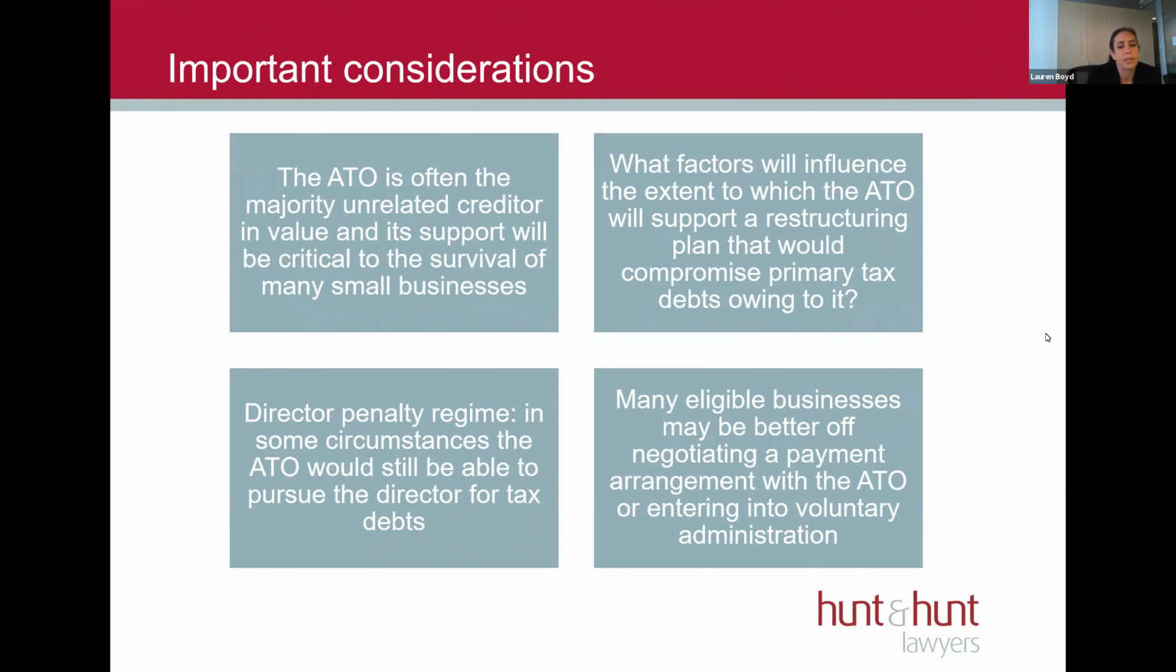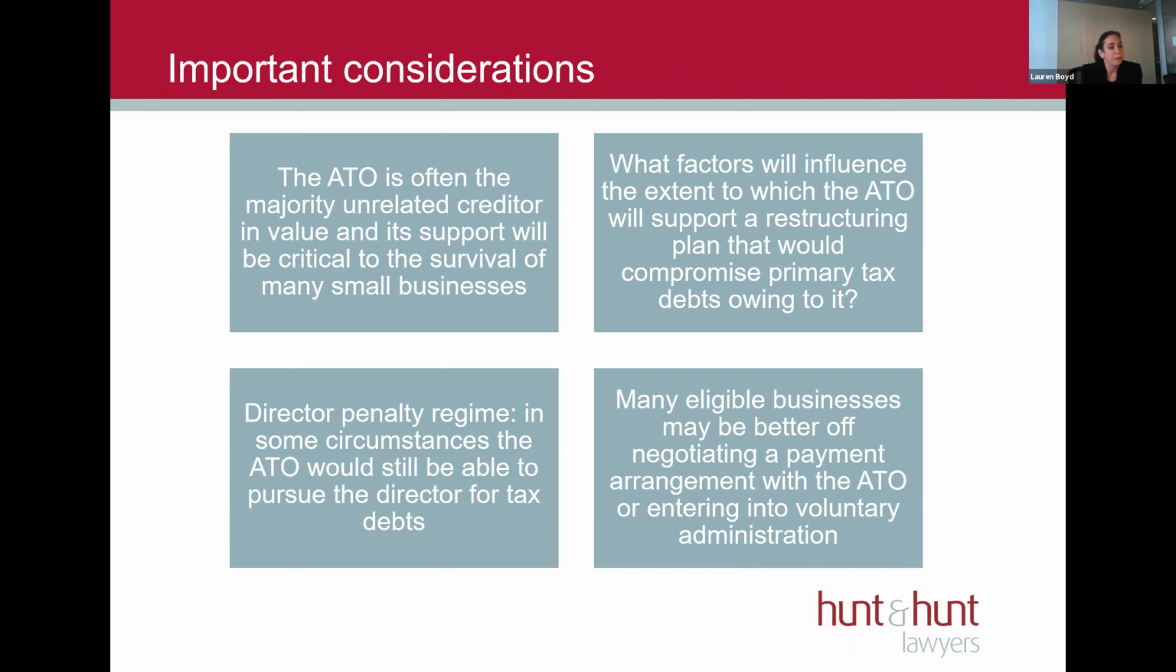It's important to note that for many small businesses, the ATO is often by far and away the majority unrelated creditor, and in many cases would be the sole decider of whether or not a proposal is accepted on behalf of all creditors under restructuring. As this legislation hasn't passed, the ATO haven't published a practice statement or any guidelines as to what approach they will take, and whether they'll be seeking advice from their lawyers in review and dispute resolution, or from panel firms, but we expect decisions will be made on a case-by-case basis.